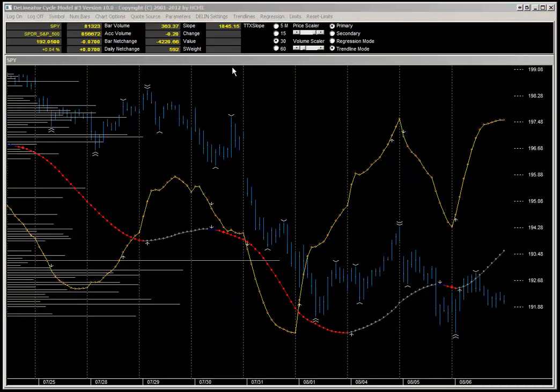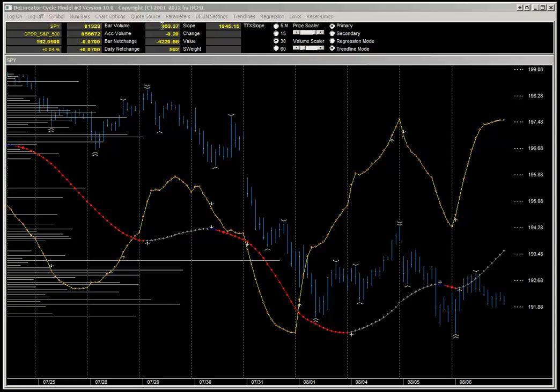So first, when we open up our software and load SPY, here we have the price bars, which are the blue bars. The delineator is the red and gray curve. The arrows are slope changes. They're not buy or sell signals. So whenever the delineator changes slope, which is very important for us to be able to predict, the delineator program will issue an audio alarm, and you'll see an arrow show up on the delineator graph itself.